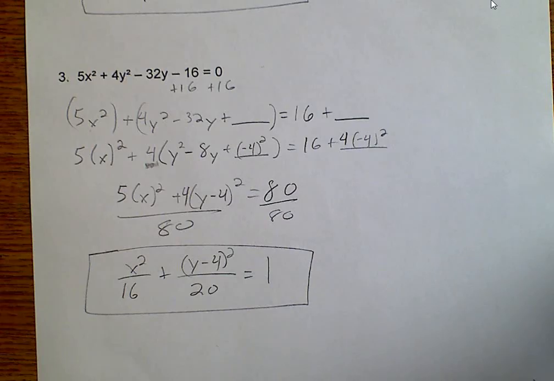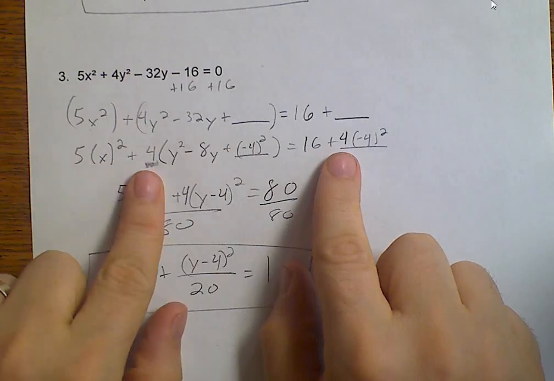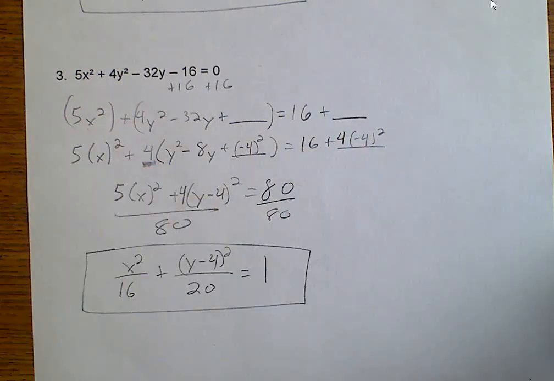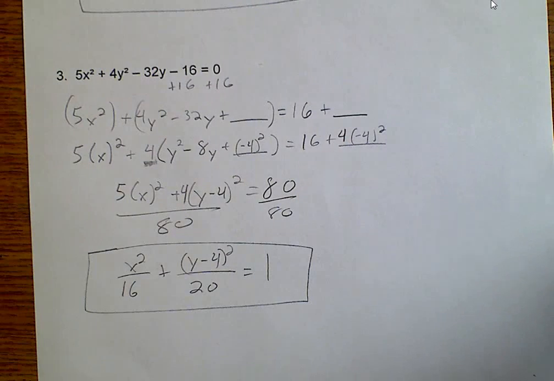Just need to do a little bit of rearranging, complete both squares, and remember, you're going to need to include what you're multiplying by. And then at the end, you're going to need to divide so that you just get equals 1.